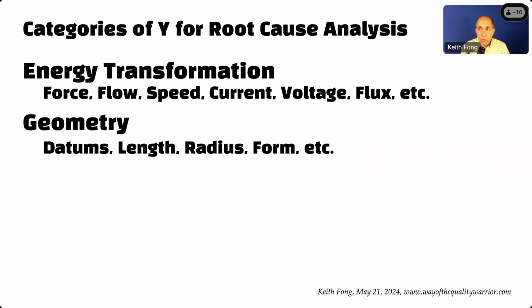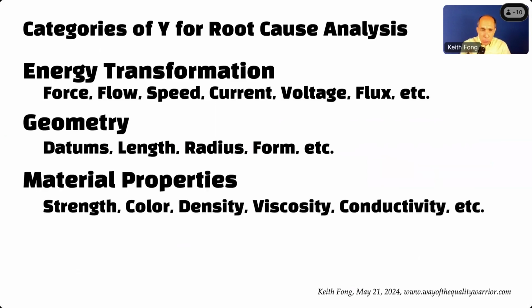Now, another category is geometry. Like when you create a part, you're molding them or you're machining them or you're using 3D printing, right? You can have something that's not okay. Your y, your effect, your output could be wrong, and it could be wrong in things based on the datums, like length, radius, forms. If you're into GD&T, there's all kinds of things in the geometry of the thing that you're creating that is not okay, and that can be the driver of your root cause.